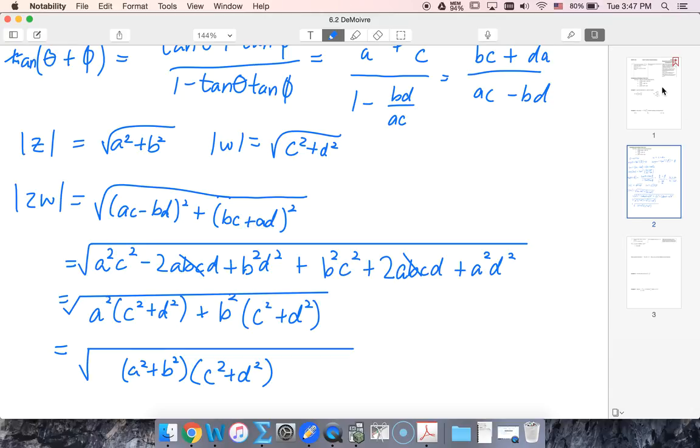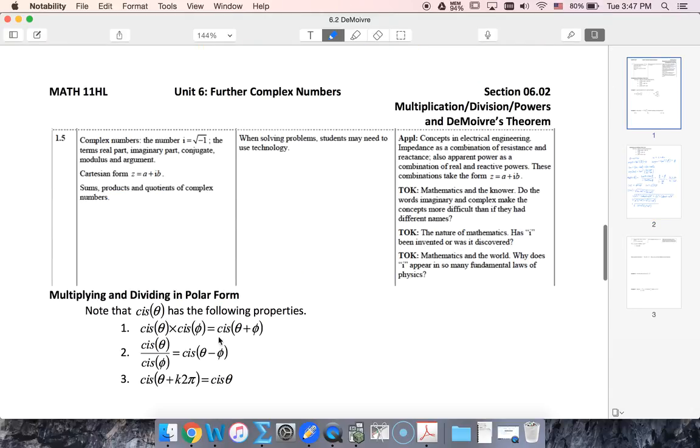So similar to my angle properties, I also have modulus properties. So if I have r cis theta times k cis phi, then I end up with rk cis theta plus phi. Similarly, if I divide, I end up dividing my modulus values, and you could prove that similar to how we proved the other ones.